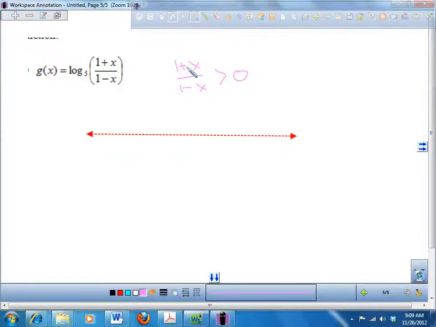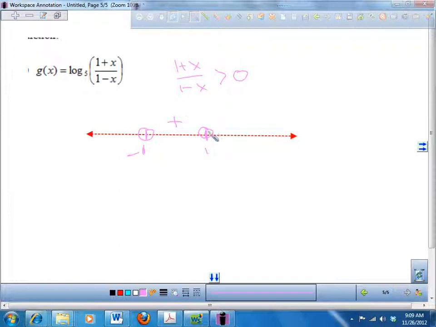Where is it 0? At x equals negative 1, right? When the top is 0, the whole thing is 0. And when is it undefined? When x equals 1. Okay? So you put open circles on both of these, and then you do this little test. So at 0, is this thing going to be positive or negative? If I plug in 0 in here, I get 1 over 1. Is that a positive number or a negative number? It's a positive number. Okay?